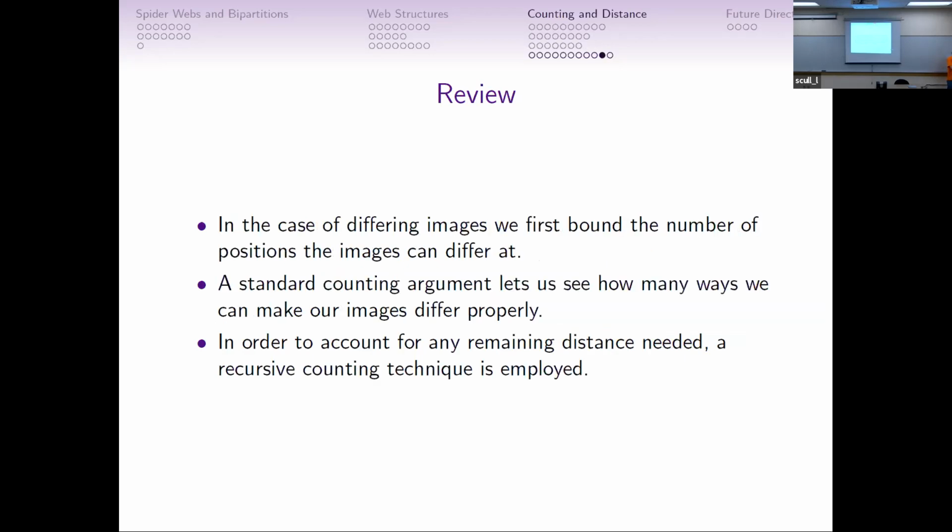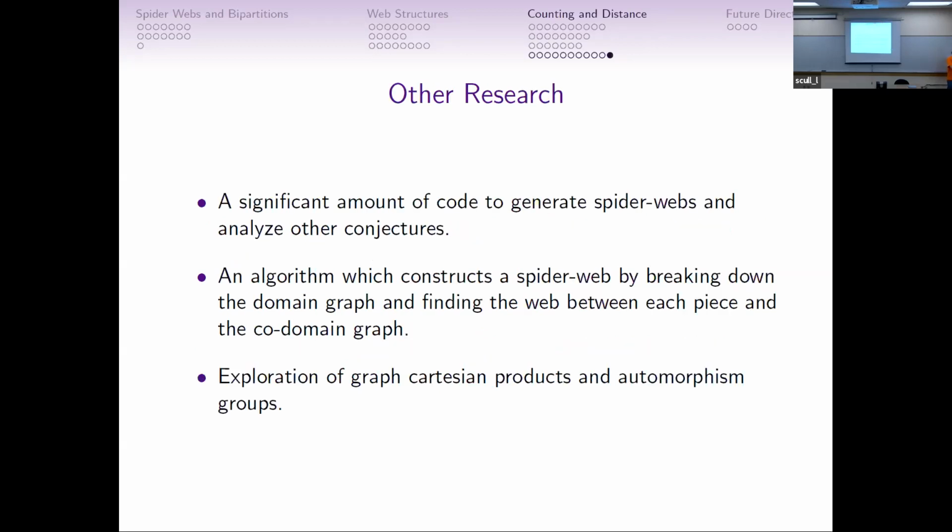For case two, we bounded the number of places our images could differ at. We used a standard counting argument to work that out. And then to account for any more distance that we needed, we used this really cool recursive counting technique to get us the rest of the way there. Besides this, I did a significant amount of code. I generated spider webs. I made an algorithm that can generate spider webs by breaking down their domain in various ways. And I explored Cartesian products and automorphism groups and such.